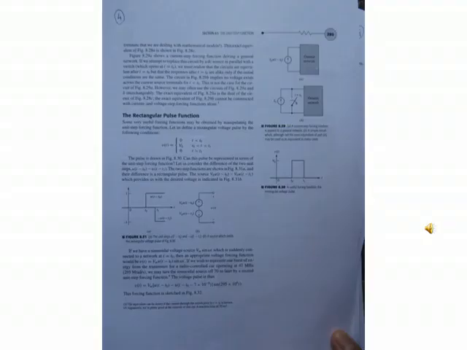So the next topic will be the rectangular pulse function. The V(t) condition is given: for t less than t0, the value of the voltage is 0. When t is between t0 and t1, the voltage value is V0, and for t more than t1, the voltage value will be 0.